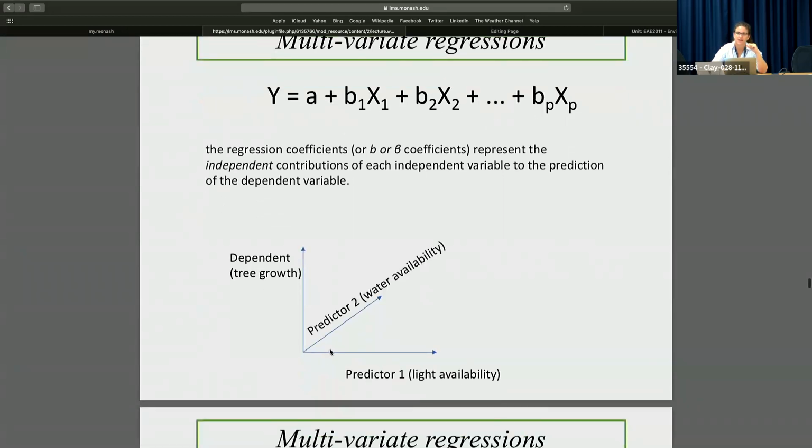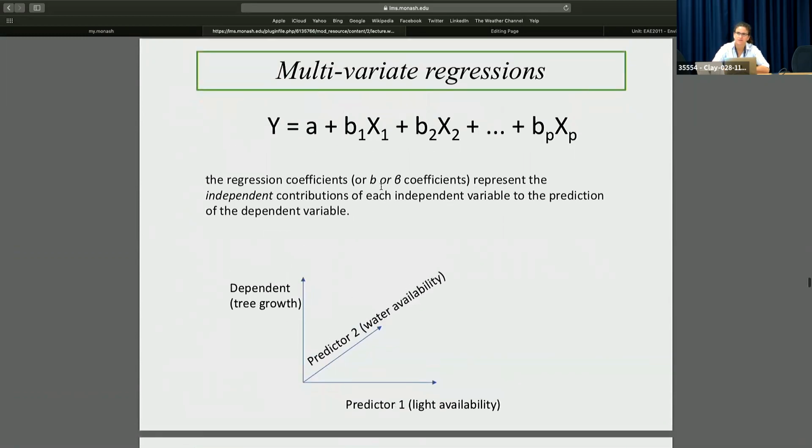So this would look like this if we had 2 predictors. These are those 3D plots you might be used to: light availability, water availability, and tree growth. So what we're interested in are these regression coefficients, the slopes, the beta coefficients, or B coefficients if you want. And they represent that independent contribution. If I held everything else the same, how does variation in water affect tree growth? If I held everything the same, water is the same everywhere, how does a change in nutrients affect tree growth? So I'm looking for that independent contribution of each independent variable to the prediction of the dependent variable.